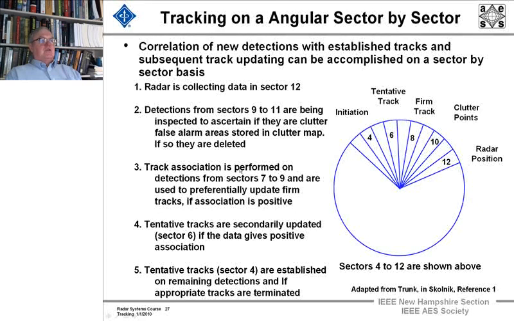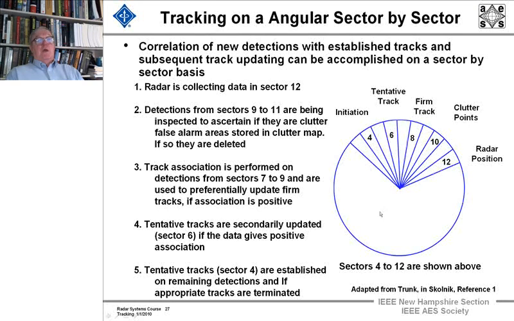Track association is performed in sectors 7 through 9, and is used to preferentially update firm tracks if association is possible. Tentative tracks are secondarily updated if the data gives positive association, and tentative tracks in sector 4 are established on the remaining detections. If appropriate, tracks are terminated.